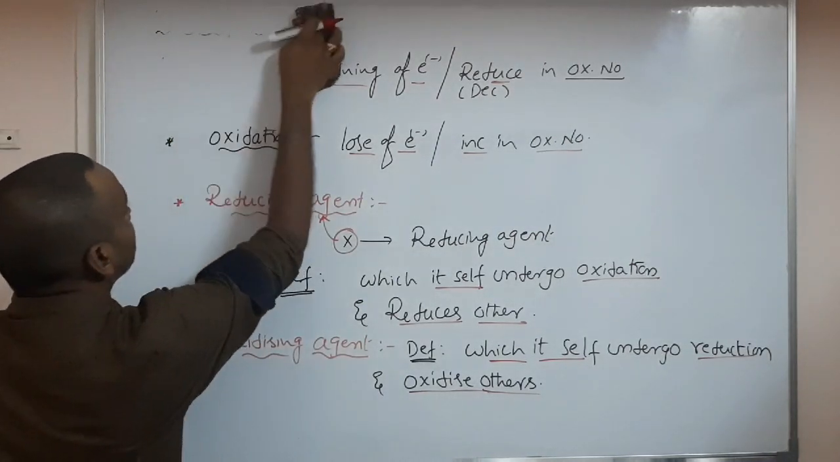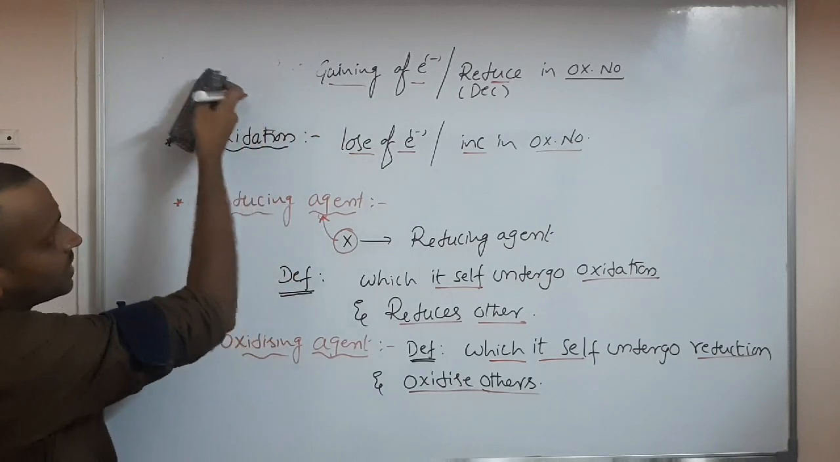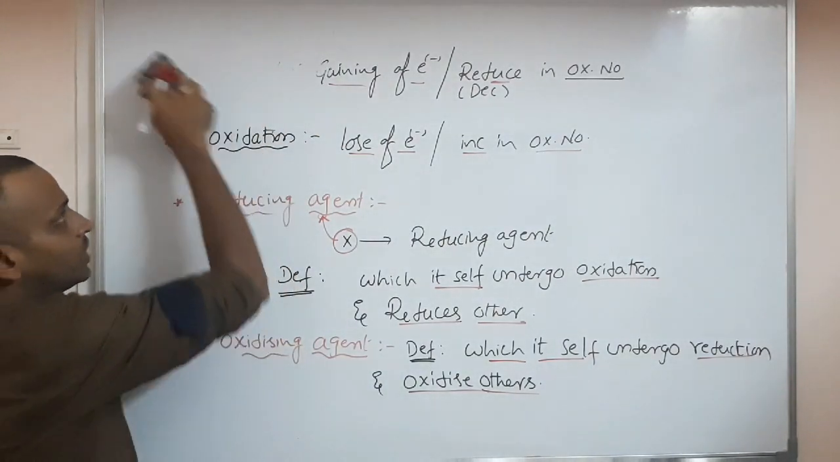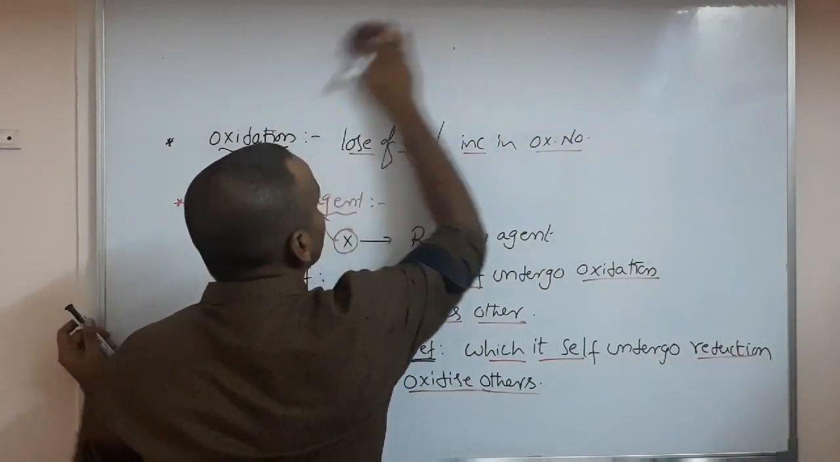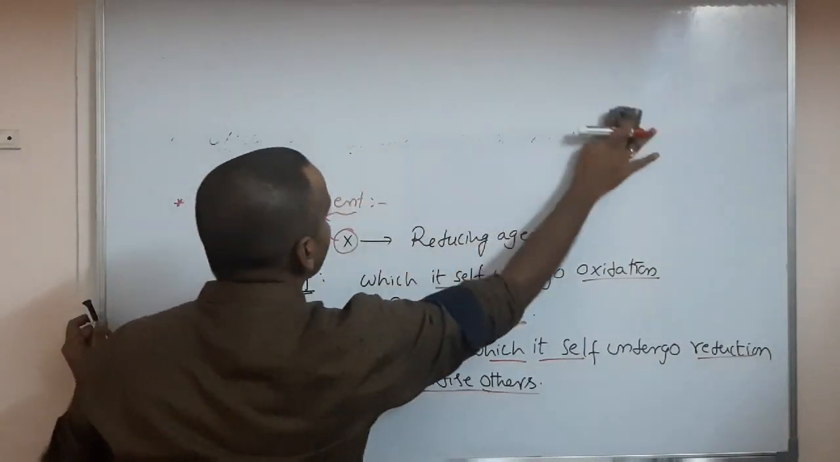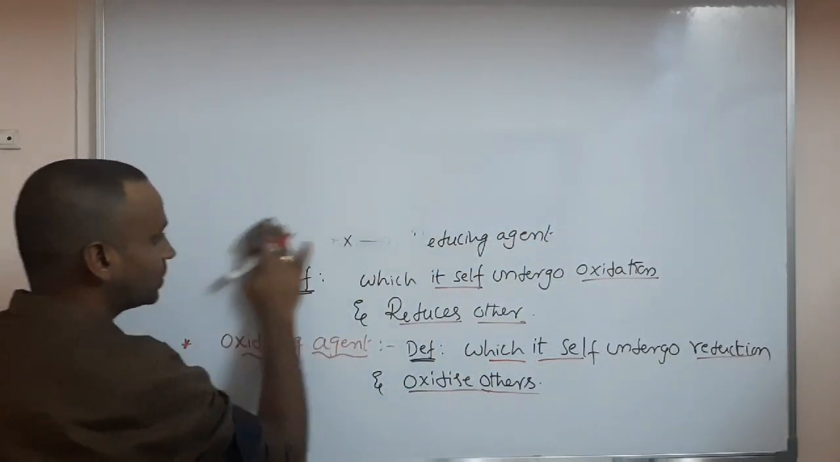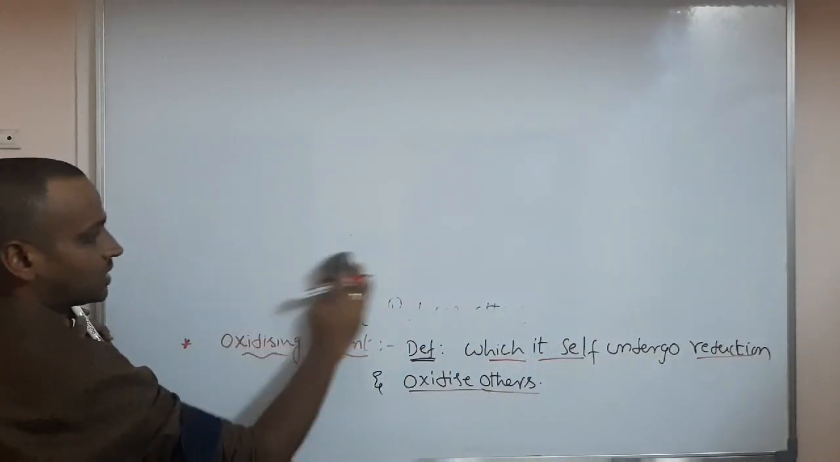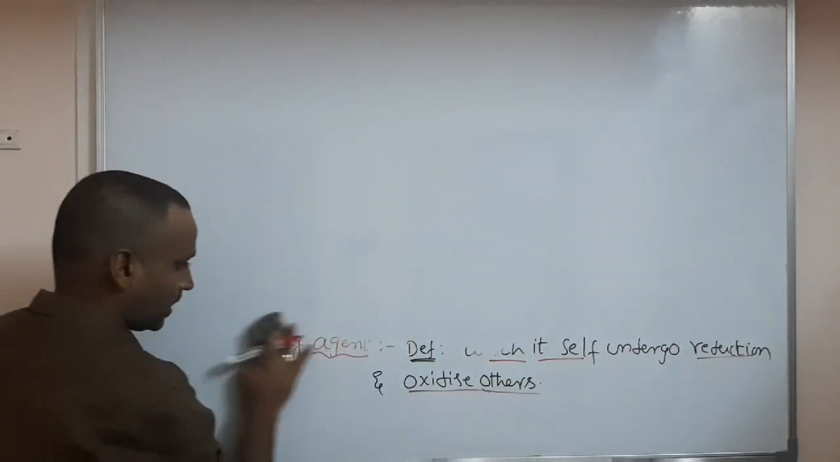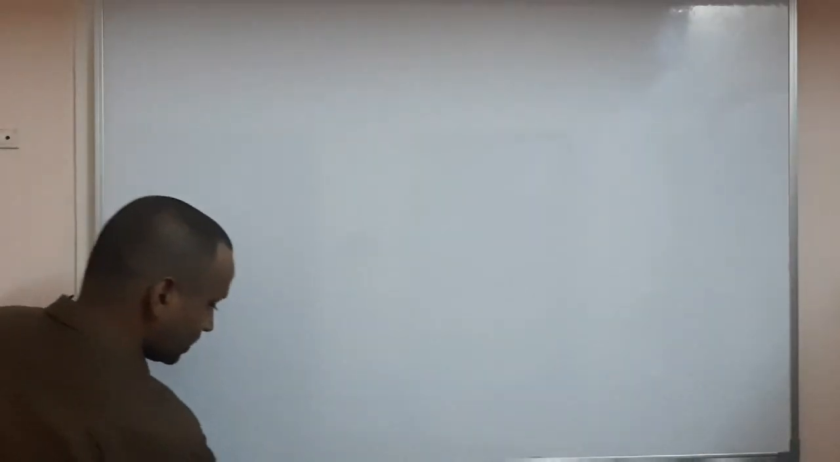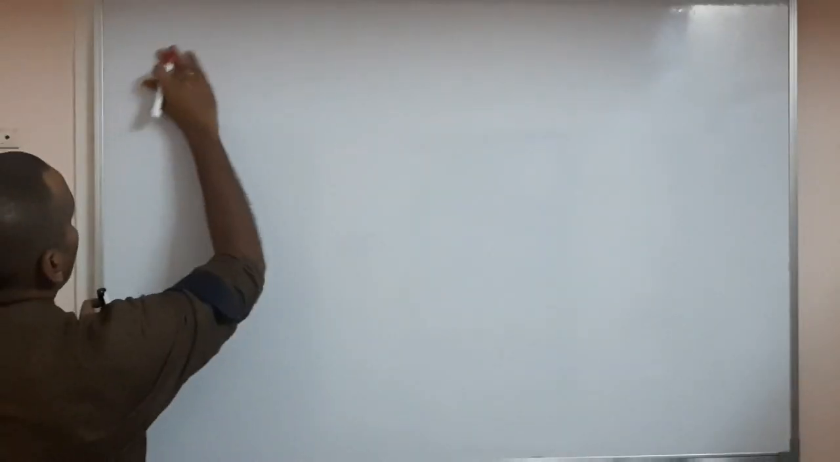Let's have some examples, sir, please. So please write down reduction and oxidation, and reducing agent and oxidizing agent. Pause the video, write down. Okay, so next we have to see some examples about reducing agent and oxidizing agent. Let's have a look at some examples here.